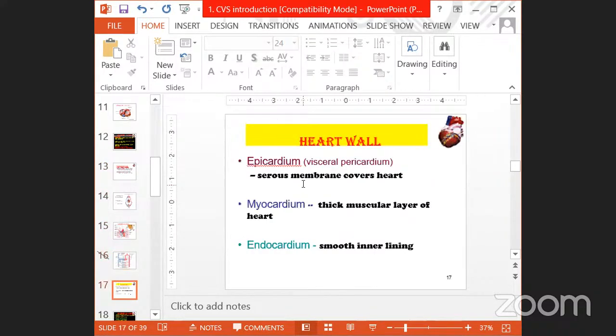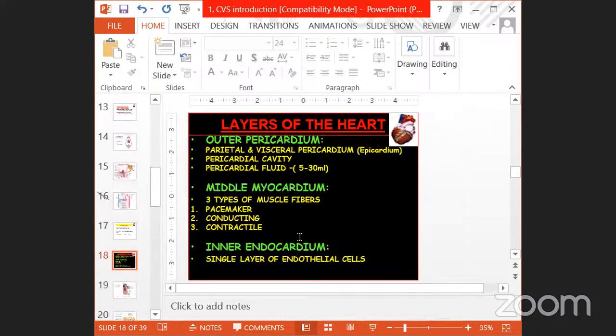Coming to the heart wall, the walls of the muscles and the fibers of the heart, there are three main layers present in the heart wall. They are epicardium, myocardium, and endocardium. The epicardium is the visceral pericardium, that is the serous membrane that covers the heart. The myocardium is the thick muscular layer of the heart, and the endocardium is the smooth inner lining.